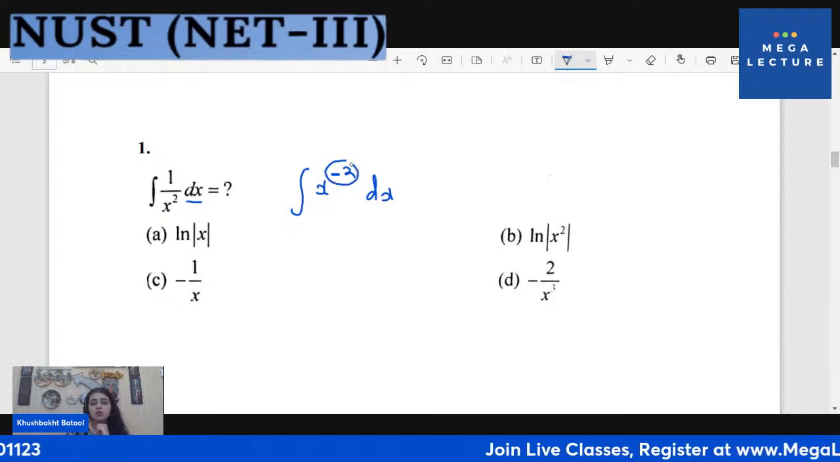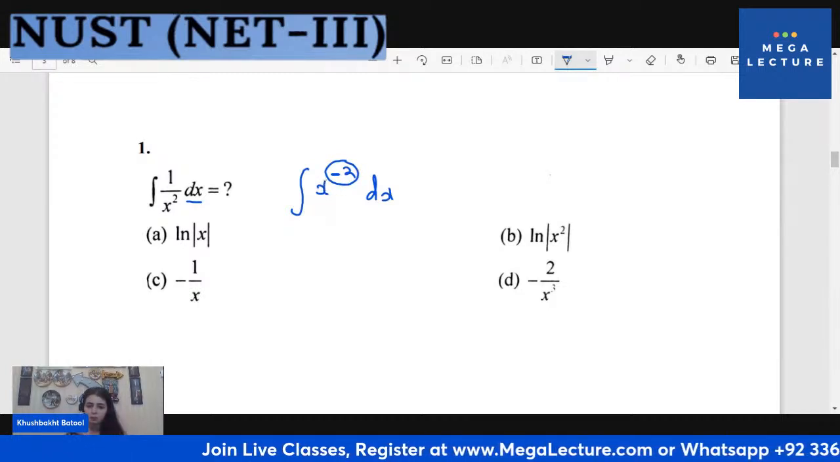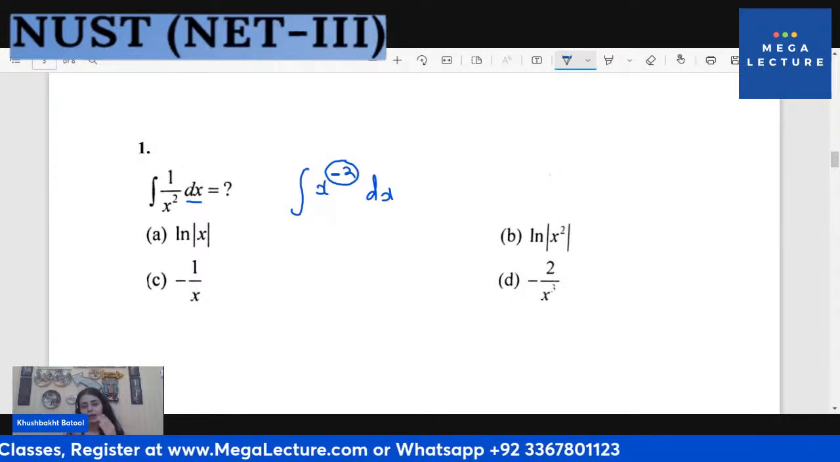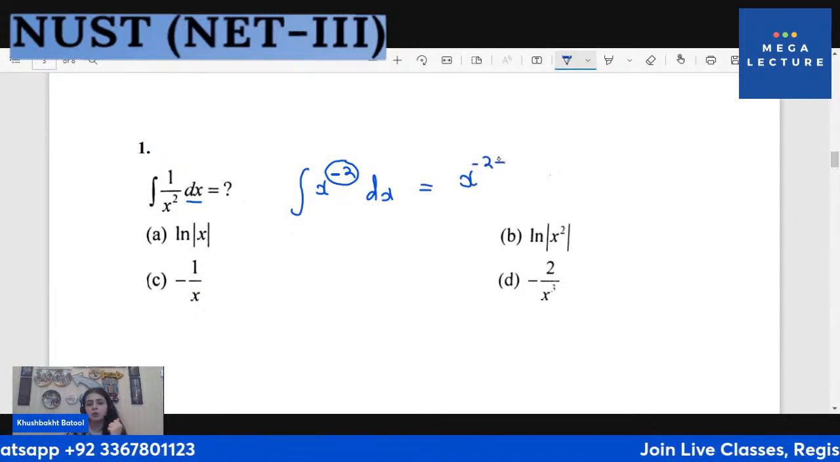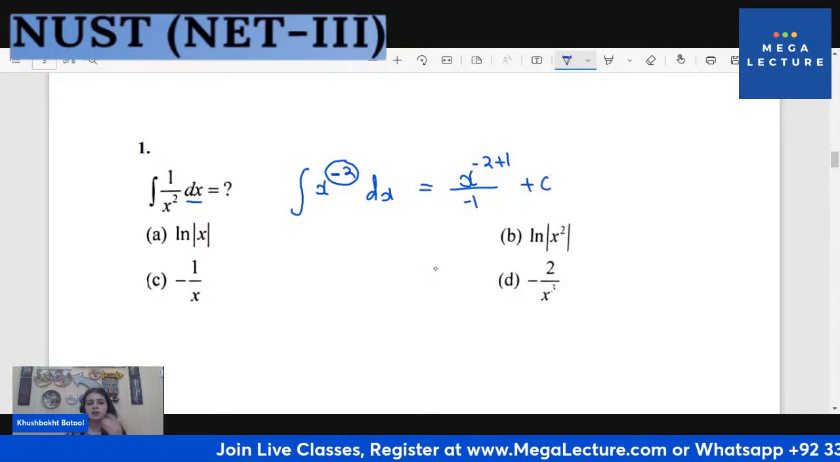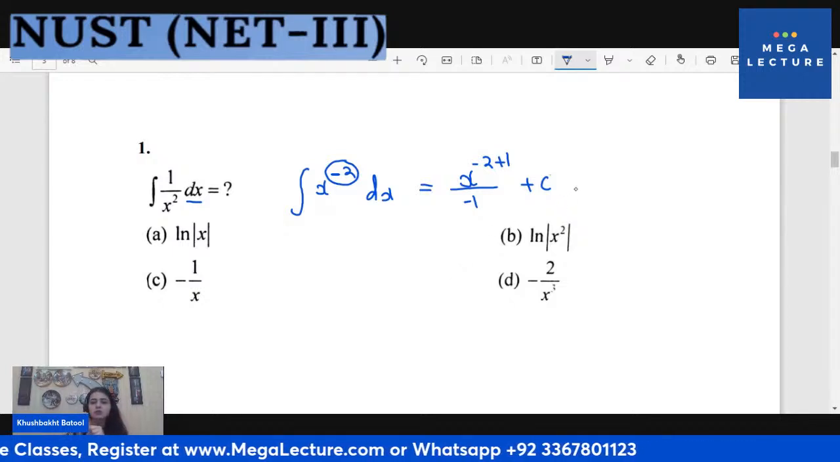Now this number is not minus 1, but it is something other than minus 1, right? So I have my fixed rule that I will add 1 to it and I will divide it by the new power. So what would be happening here? I would add 1 to minus 2 and I'll divide it by the new power. Minus 2 plus 1 would become minus 1, plus c. Yes, the constant is not there, but that is okay. We need to choose out of these four options.